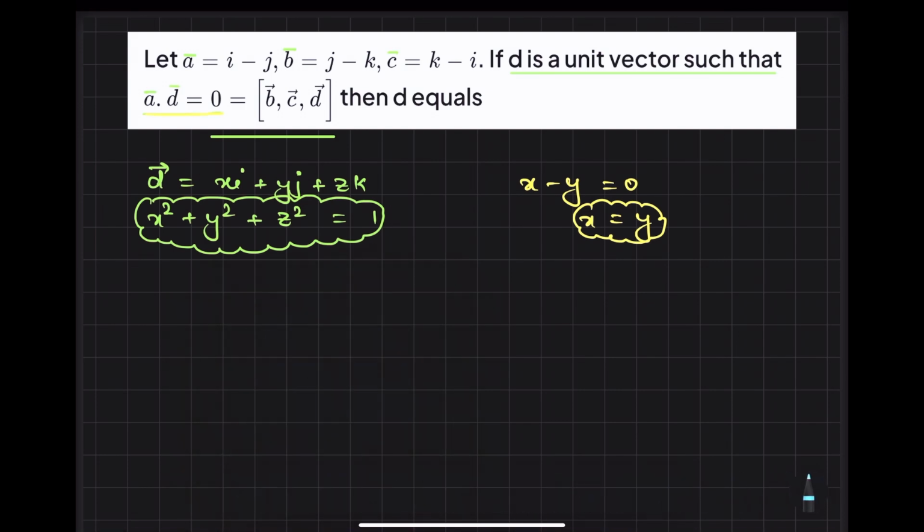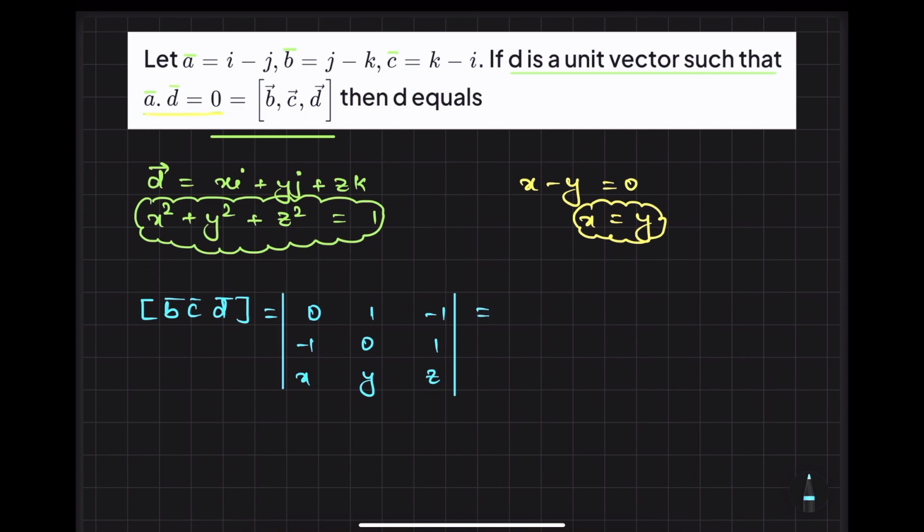Also these guys are saying that the scalar triple product of B, C, D is 0. So we will use the third equation. The box product of B, C, D. So first we will write down the coefficients of vector B, that is 0, 1, minus 1. Then C, minus 1, 0, 1. They have changed the order, okay, so be careful while writing. Then vector D, x, y, z. So we have to find out the determinant of this component.